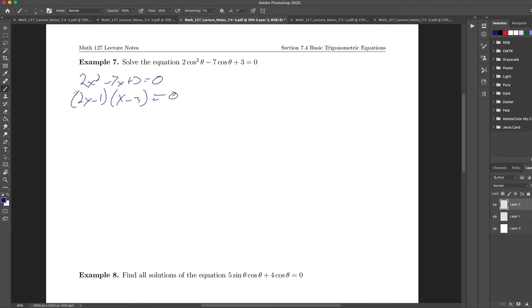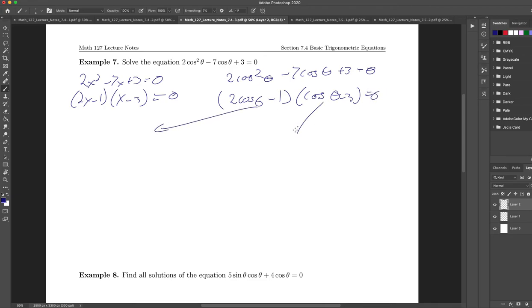So 2 cosine squared theta minus 7 cosine theta plus 3 factors into 2 cosine theta minus 1, same as before, just instead of x we have a cosine, and then cosine theta minus 3 equals 0. Let's split this up and solve them separately. So I have 2 cosine theta minus 1 equals 0.